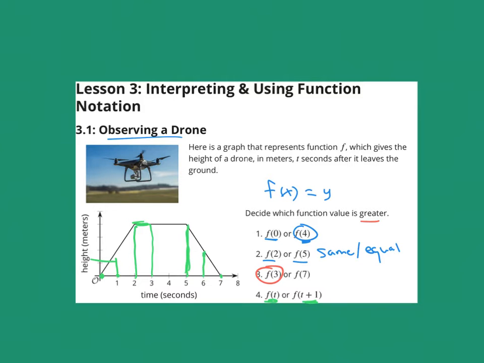So there are times when f of t plus 1 would be greater, there are times when f of t would be greater, and there are times when they would be equal. So it depends on what the value of t is. That's sort of an unanswerable question.